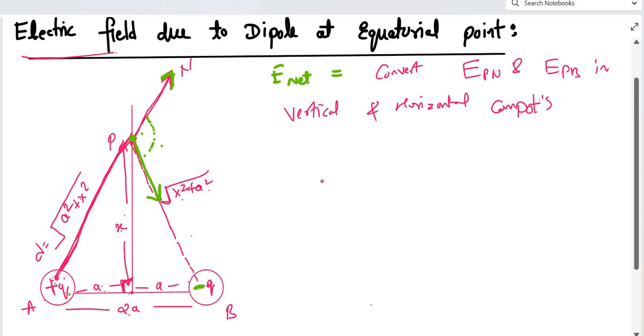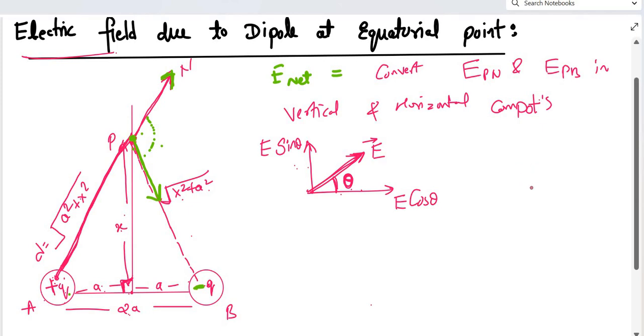So let me take EPN first. If you have any vector in this direction, say F or E, and you have to convert it into two parts, how do we do it? If this angle is theta, always remember, wherever there is a theta, we write that side cos theta, and the other component becomes sin theta. That's how we break a vector into two parts.